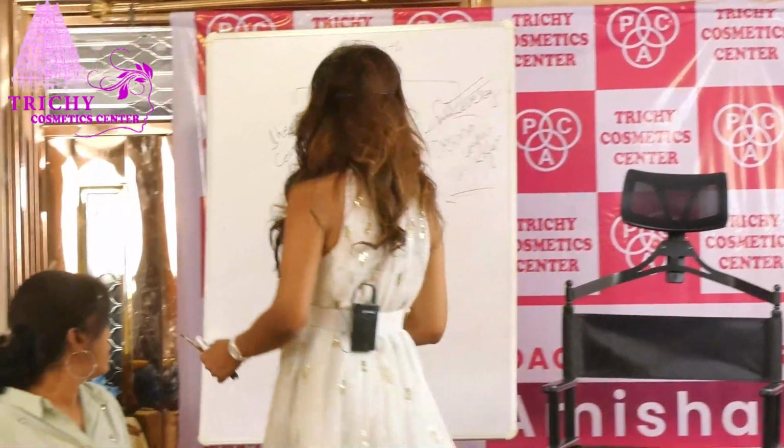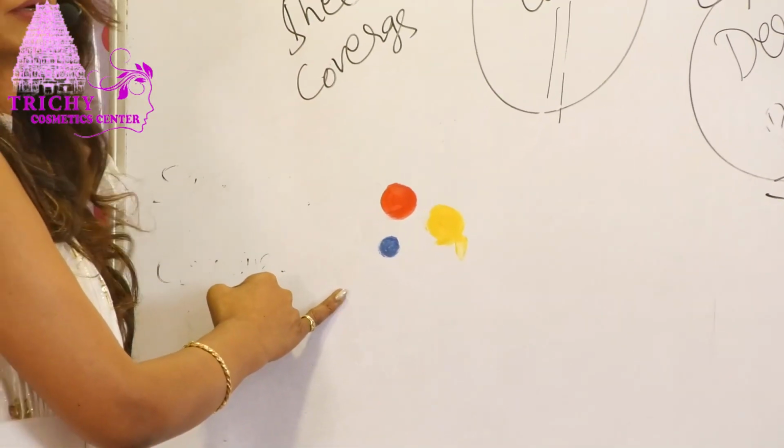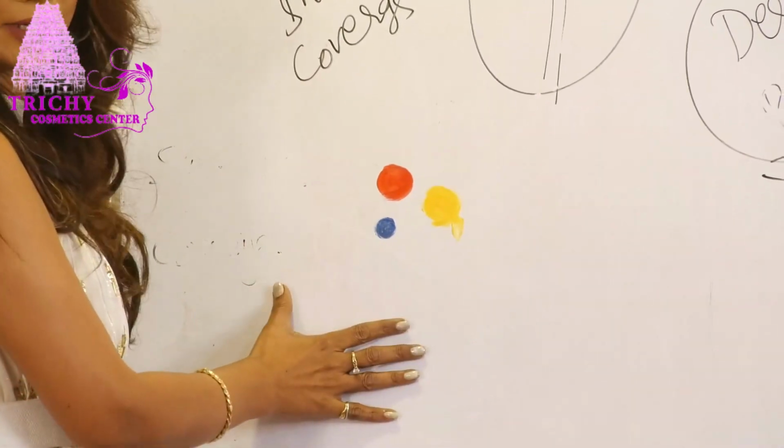The first one is called red, yellow, and blue. So this is called a primary colors.